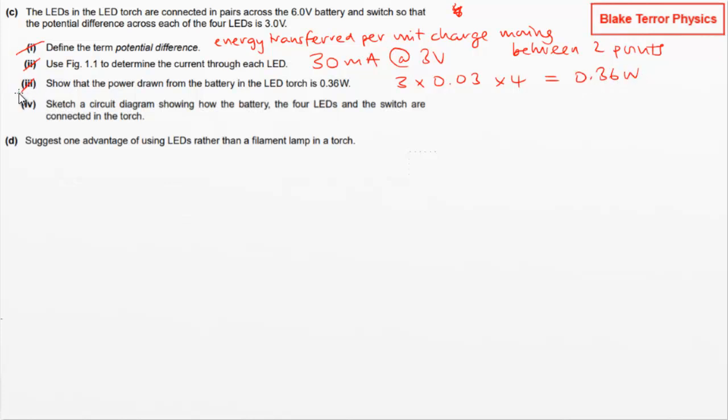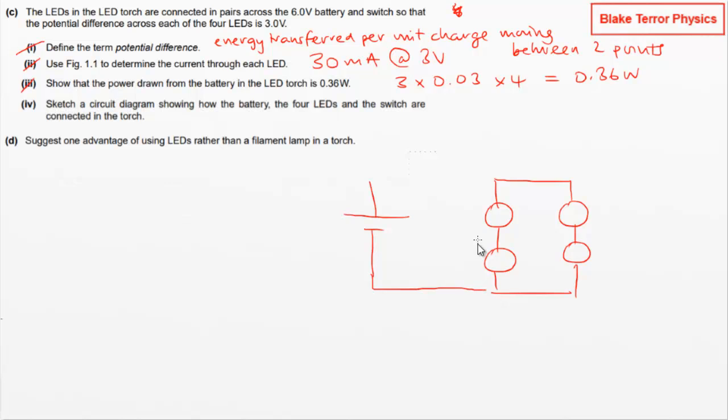Sketch a circuit diagram showing how the battery and the 4 LEDs and the switch are connected in the torch. Right, well, they've told us that they're connected in pairs, in parallel. So we know we're going to have LED, LED, LED, LED. Let's put our cell that way round. Leave a space for a switch. We're going to want to put these in that way.